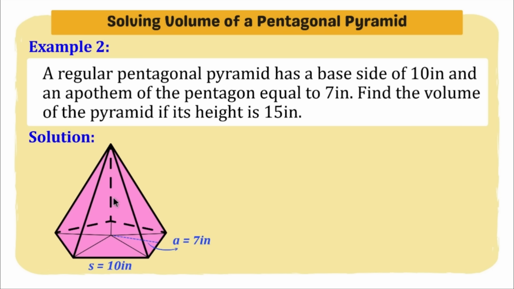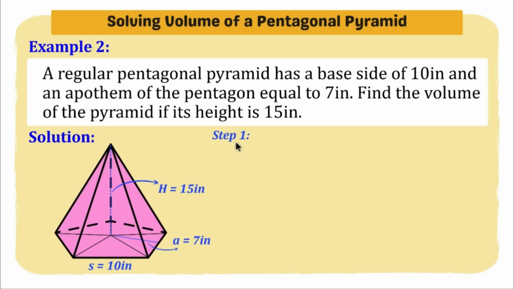So the height of our pyramid here will now be capital letter H, 15 inches. Okay? So the lowercase height is the apothem. So since this is now a regular pentagon, we now use the symbols A and S instead of base and height. Okay? So let's proceed now with our computation.